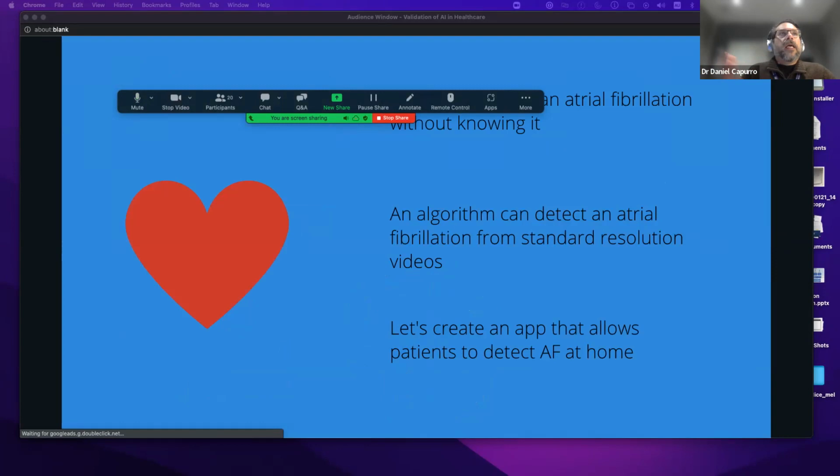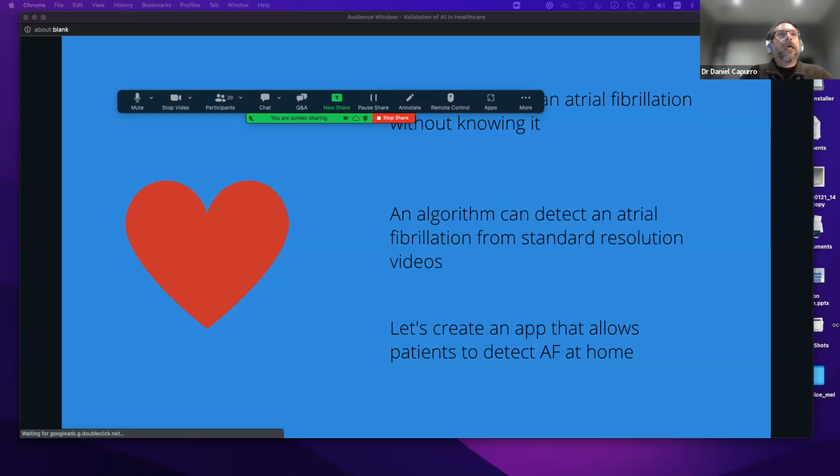And again, here you can see an example. We know that patients can have atrial fibrillation without knowing it. Atrial fibrillation is an arrhythmia of the heart, and it carries an increased risk of stroke, because they can form a thrombus in the heart, and the thrombus can go to the circulation and block an artery and generate a stroke. Somebody thought an algorithm can detect atrial fibrillation from standard resolution videos. Let's create an app that allows patients to detect atrial fibrillation at home.